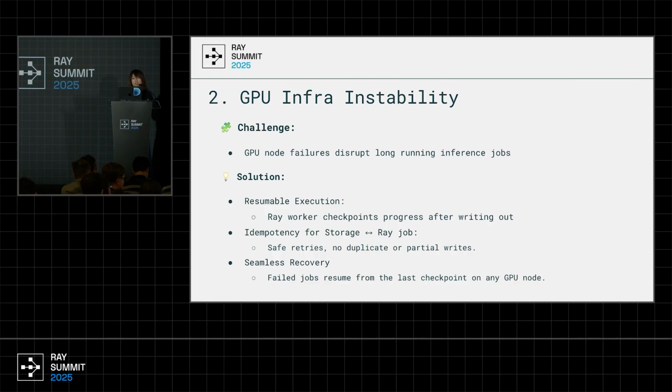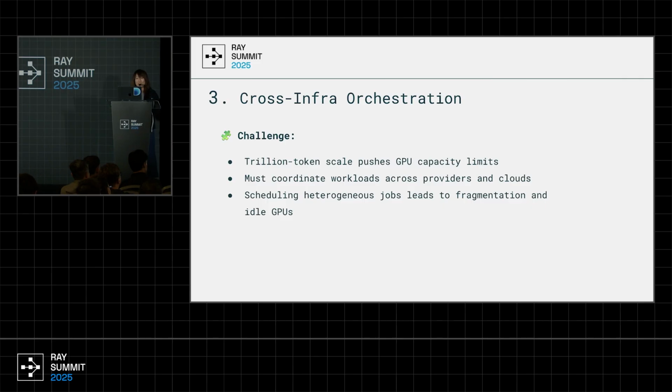But as everyone talked about in this conference, we run out of compute, right? Everyone knows we need more compute. We need to cry to Jensen to get more compute. So our trillion token scale already pushed our GPU capacity limit. So we really need to orchestrate our trillion token workloads across different providers or clouds. But scheduling heterogeneous jobs can lead to many edge cases, much fragmentation, and many idle GPUs. So you may also waste money on the GPUs.